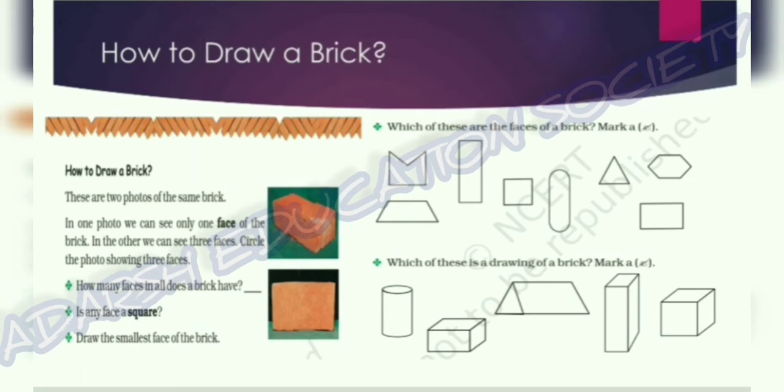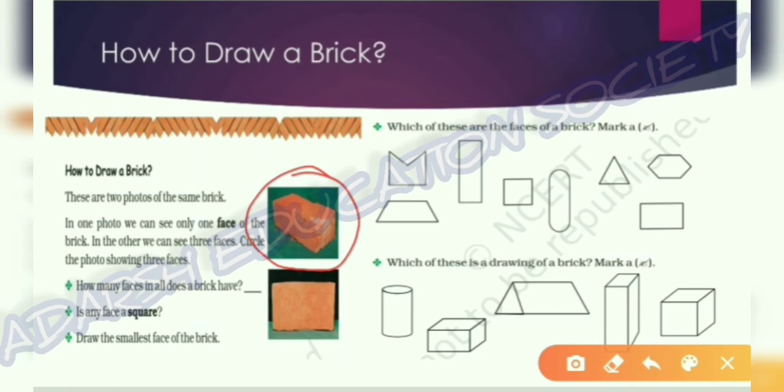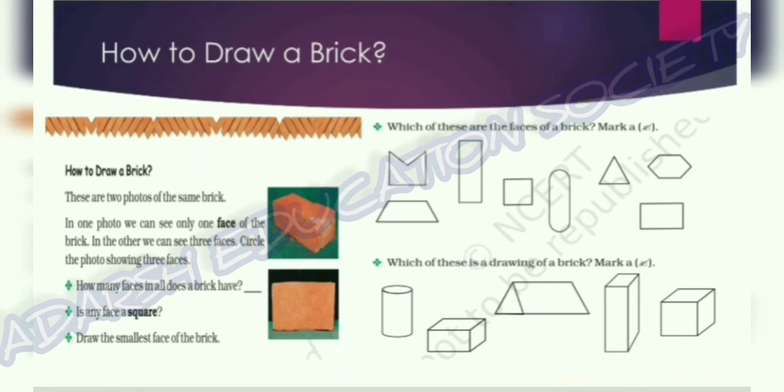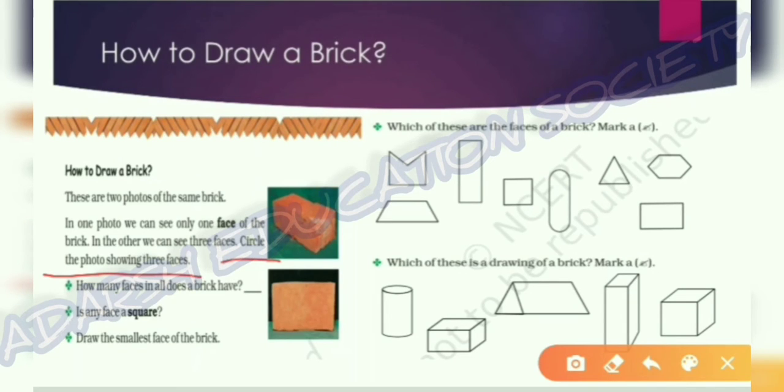In the first picture we can see three faces of the brick, okay, and in the second picture we only see one face of the brick. Now here they ask us to circle the photo showing three faces. Here we have to draw a circle on the picture which shows the three faces of the brick. So here in the first picture we have to draw a circle.